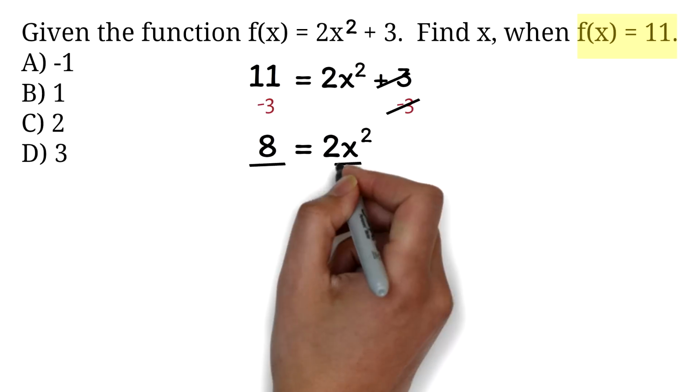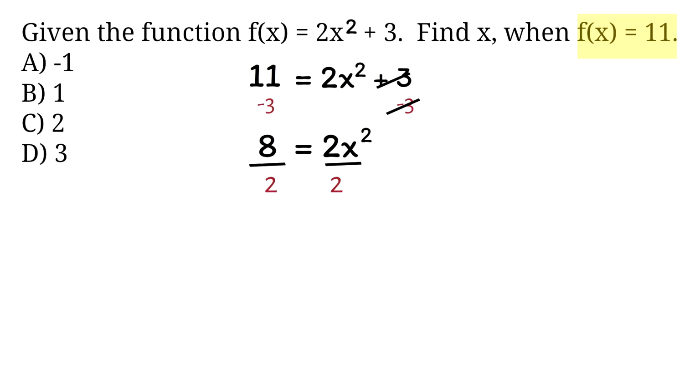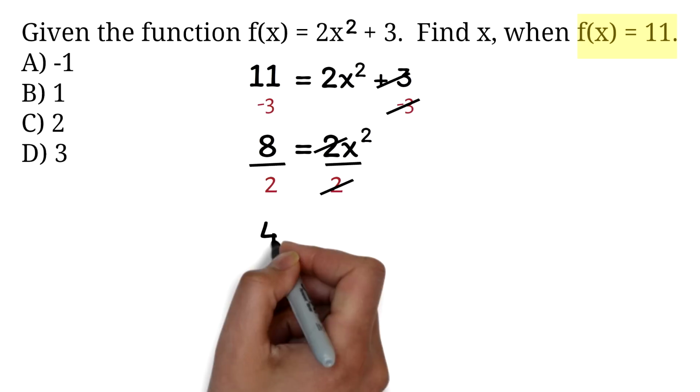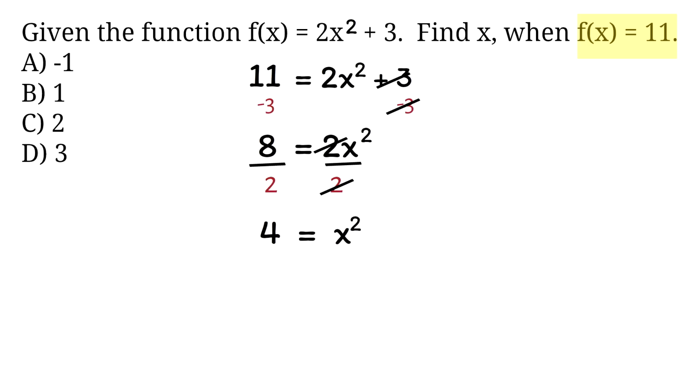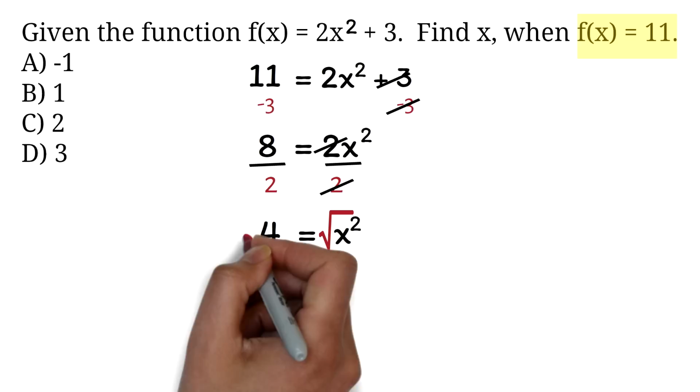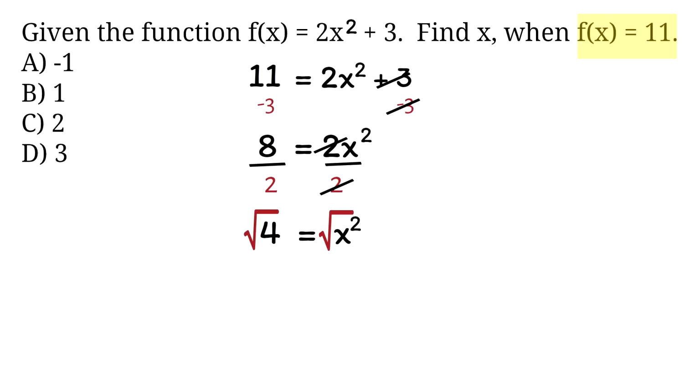Next, we will divide both sides by 2. The 2 will cancel out. 8 divided by 2 is 4. We have 4 equals x squared. Finally, to get the x by itself, we will find the square root of both sides. The square root will cancel the squared. Square root of 4 is 2.